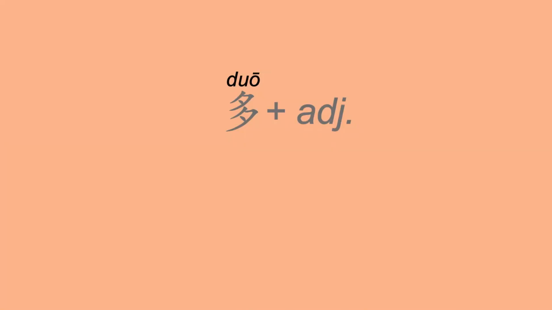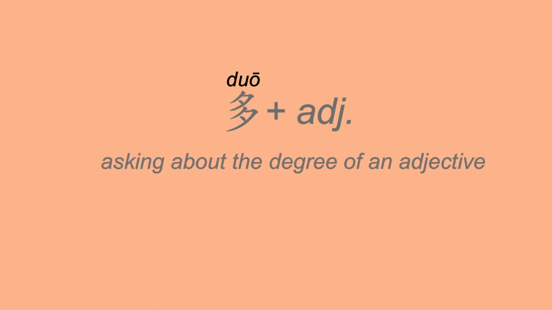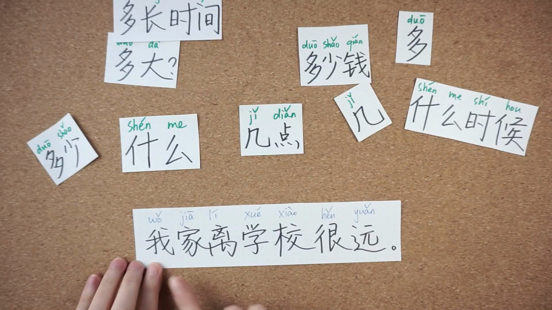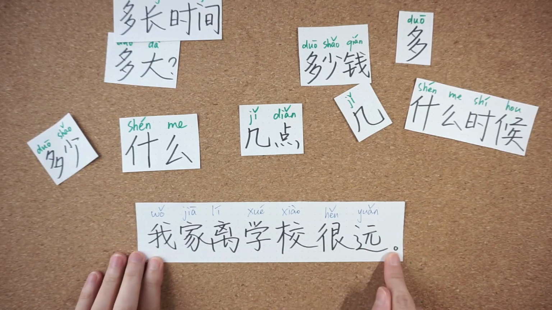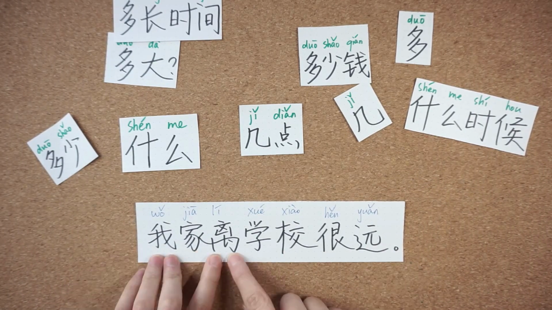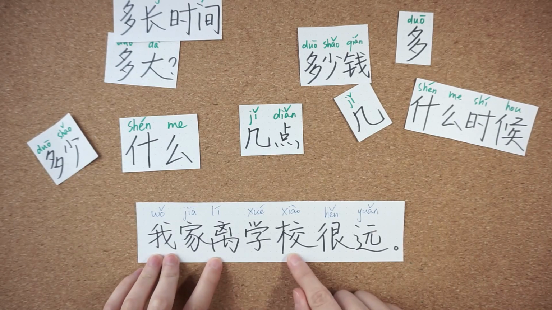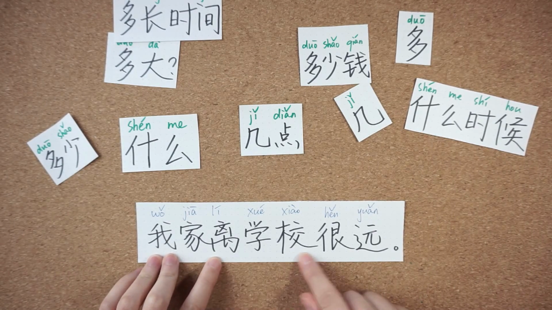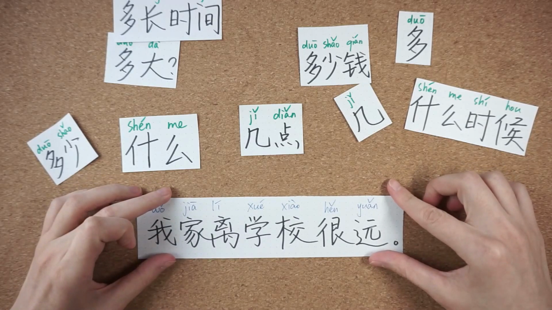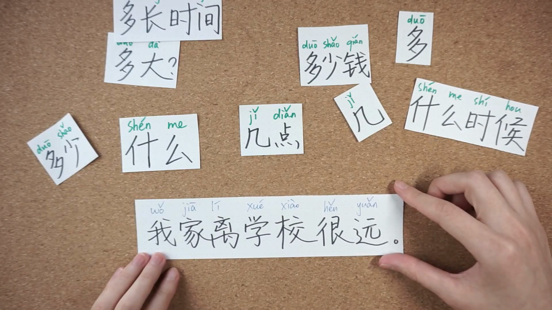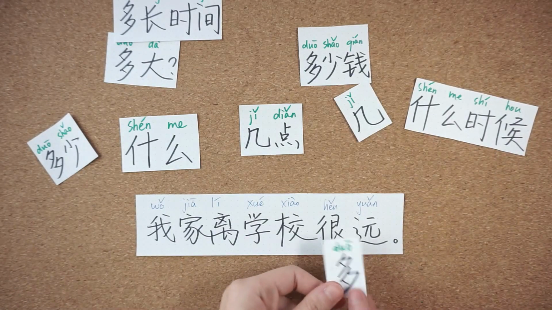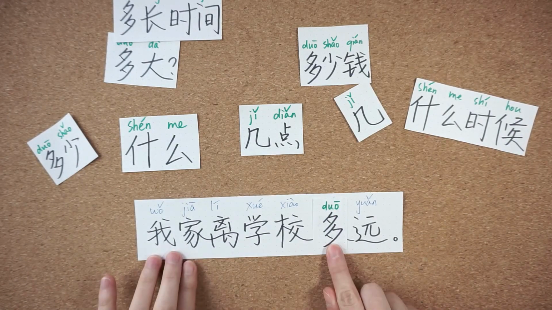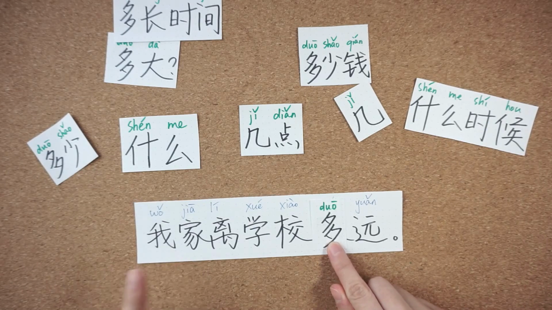The next question word is 多 plus an adjective. 我家离学校很远. 我家, my home, away from. 离学校, away from school. We take this statement, the word order of this statement, use 多 plus an adjective. 多 plus adjective 远. And then I need to double check my subject.